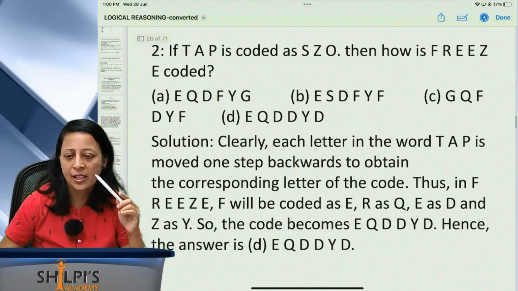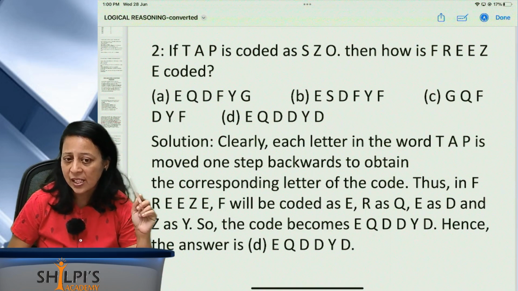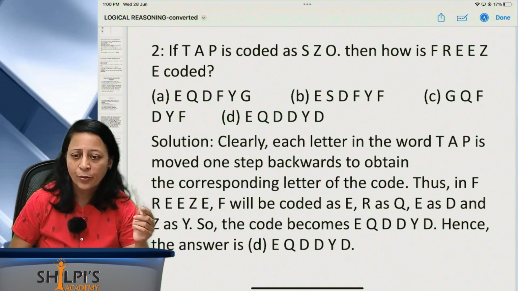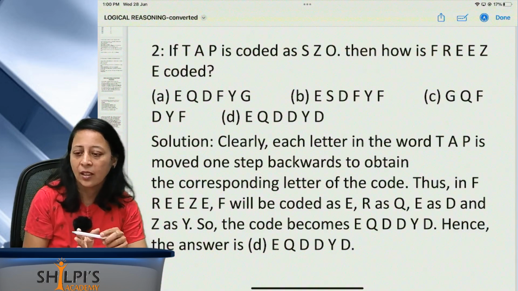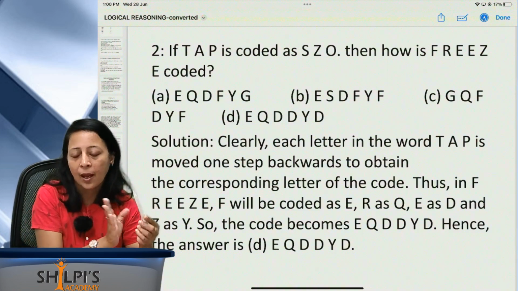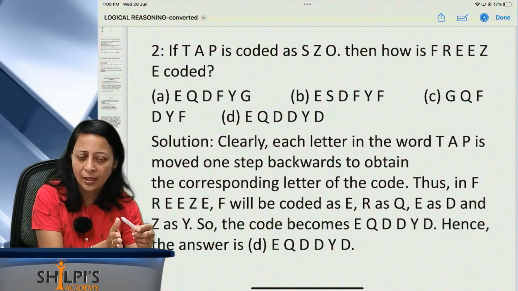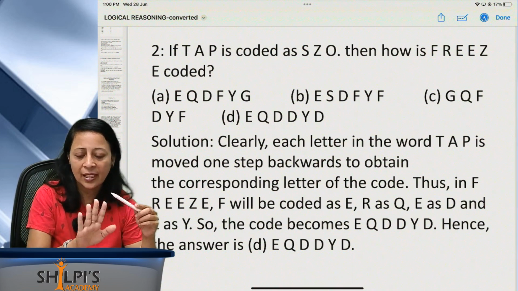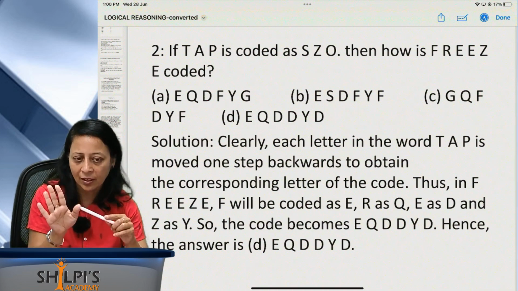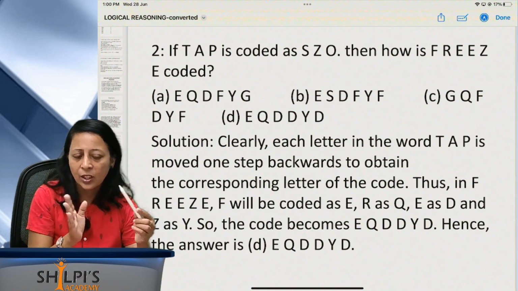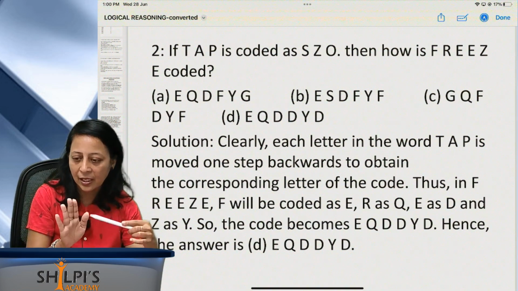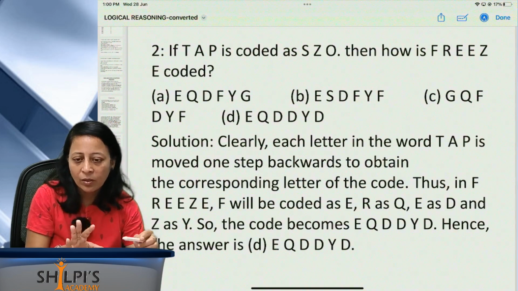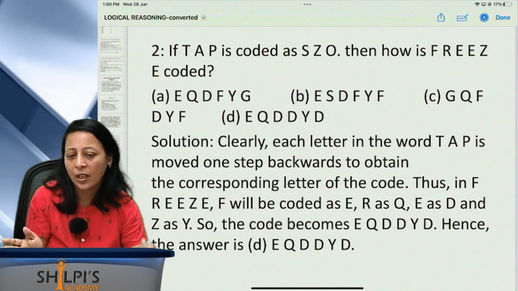Next type of question is, if TAP is coded as SZO, then how is FREEZE coded? T, Q, R, S, T. Before T, the alphabet is S. Before A, the alphabet is Z. Before P, you have O. Same thing. Before F, A, B, C, D, E, F, so before F is E. Before R is Q, P, Q, R. Then before E, A, B, C, D, E, so D. So the answer for this is E, Q, D, D, Y, D.